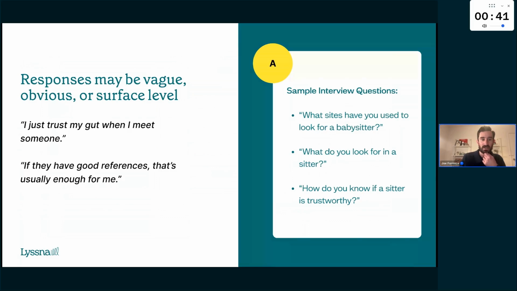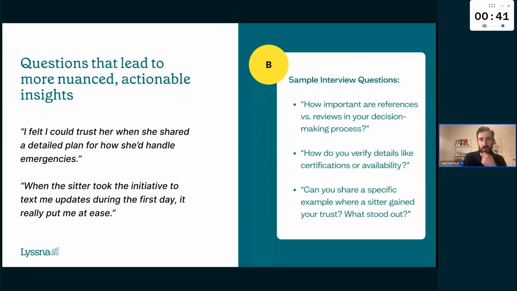If we look at A, these are somewhat surface level questions, and the responses you get might be vague, obvious, or again, surface level. I trust my gut when I meet someone. If they have good references, that's usually enough for me. Again, not that these are worthless answers or something we can't dive deeper into, but if you're asking some of these more surface level questions, you're not really maximizing the time with your research participant. There are ways to move past that a little bit more effectively and get into, again, really the gems, those experiences and stories that we're looking for.